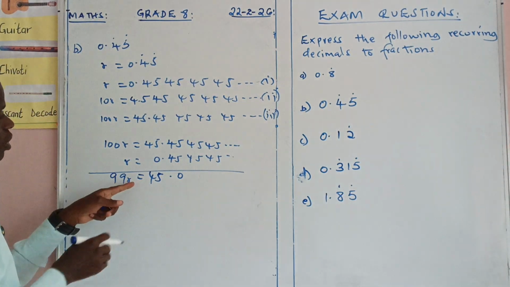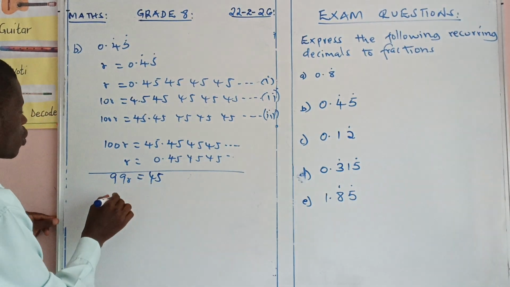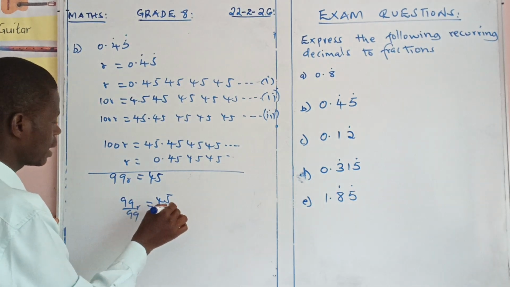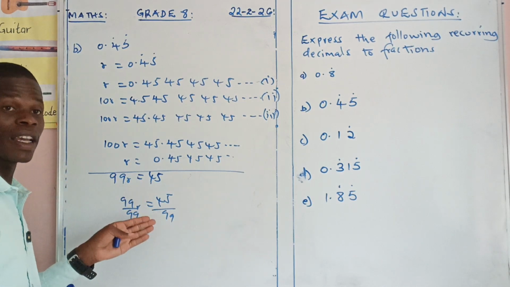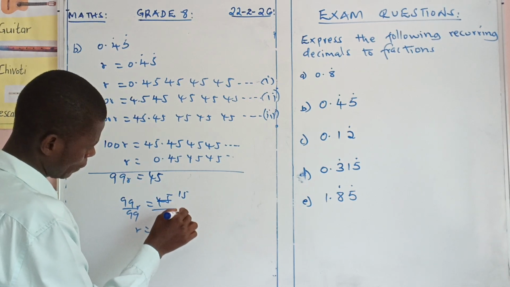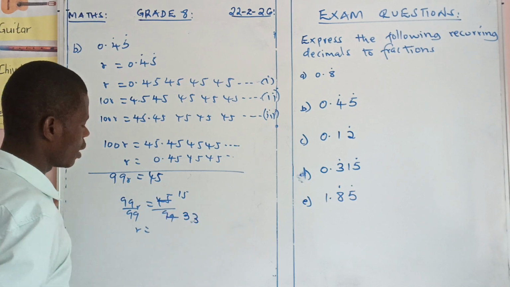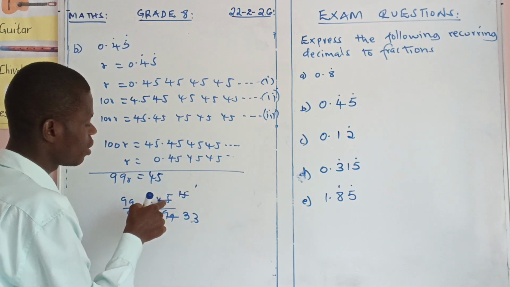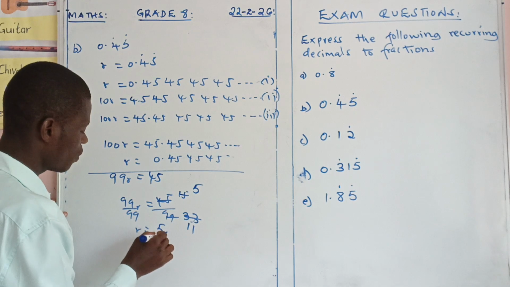So here, 45.0 is the same as 45. We do away with that. So we are going to have 99r is equal to 45. Divide both sides by 99. r alone is equal to 45 over 99. Can we simplify this? 3 divides 15, 3 divides 33. Good. Still 3 can divide this. So 3 divides 3, 3 divides 15, this is 5, 3 divides 33, 11. So we have 5 over 11.